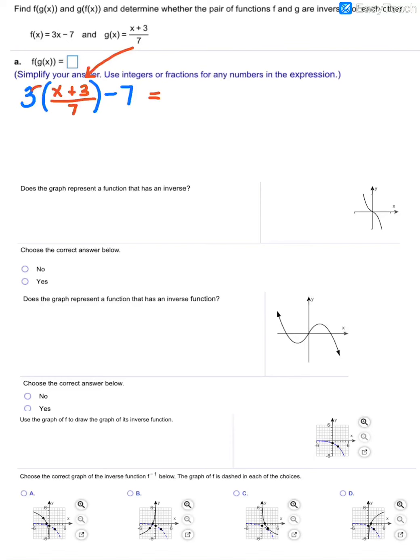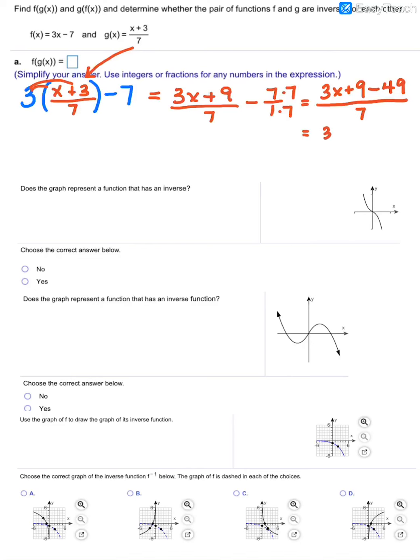So if I go ahead and distribute here, I get 3x plus 9 all over 7. And then I have minus 7. I'm going to think of that as 7 over 1. And then if I get a common denominator of 7, then I have 3x plus 9 minus 49 all over 7. So that becomes 3x minus 40 divided by 7.